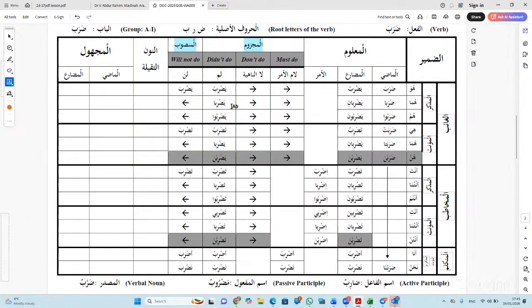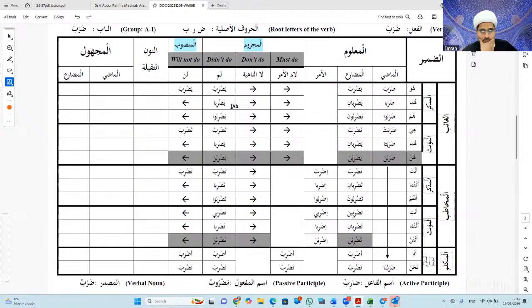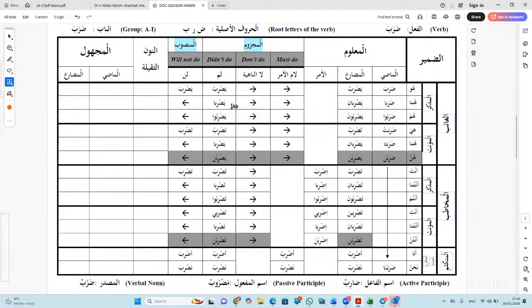So la yadrib, he should not hit. Correct. La yadriba, they should not hit. La yadribu, they all should not hit. La tadrib, she should not hit. La tadriba, they too should not hit.